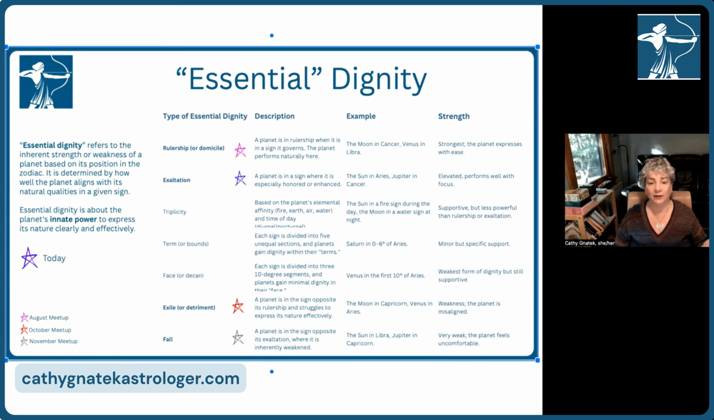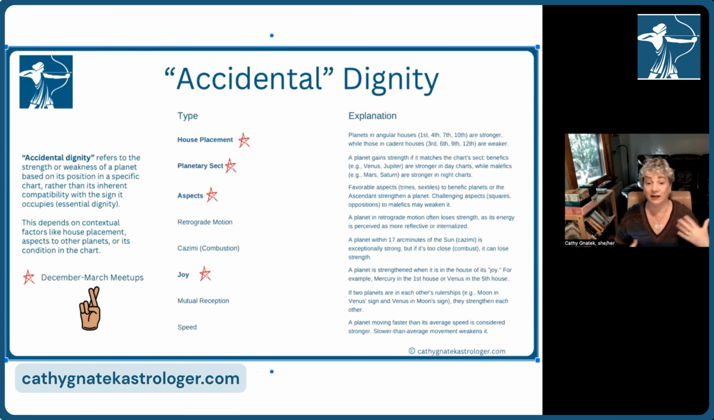So we talked about the essential dignity of rulership or domicile a couple of months ago. Again, I dropped a link for you. And there's another idea of exaltation, same thing. Today, we're going to talk about exile or detriment. And next month, we'll talk about the idea of fall. These are all types of essential dignity. But then we also have accidental dignity. I'll begin to cover that a little bit later.